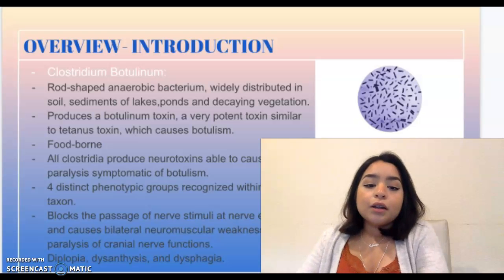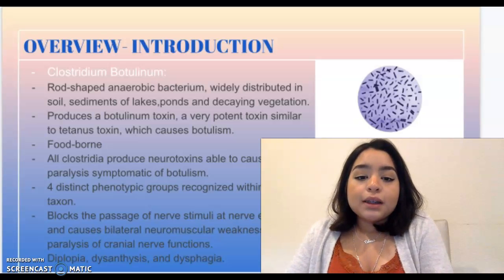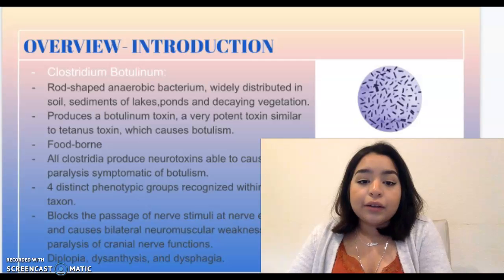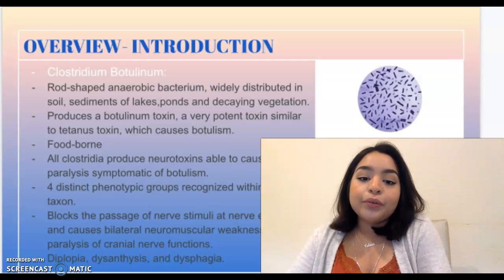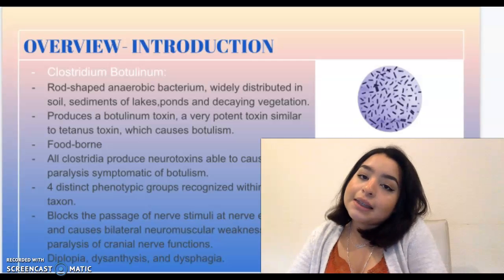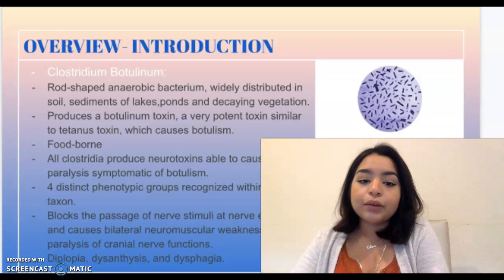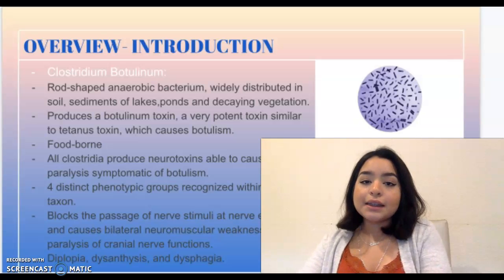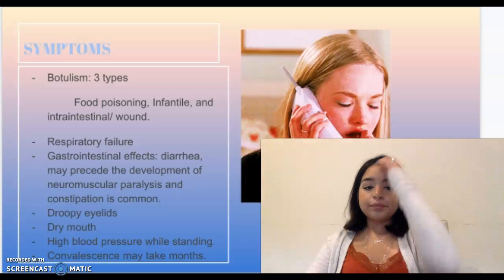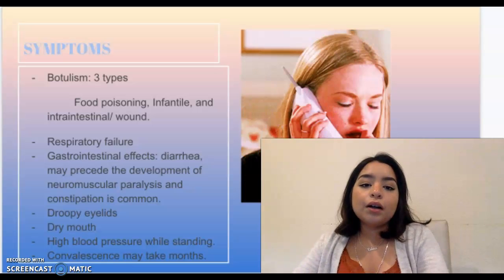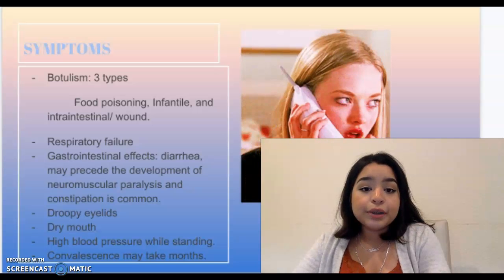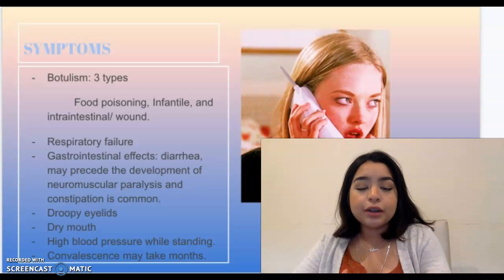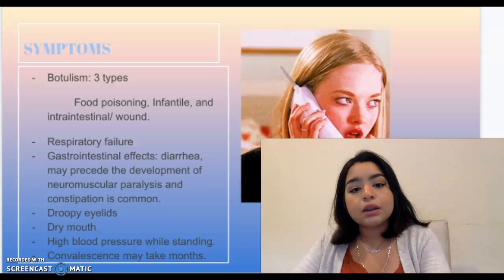Clostridium botulinum blocks the passage of nerve stimuli at nerve endings and causes bilateral neuromuscular weakness or paralysis of cranial nerve functions, including diplopia, dysphonia, and dysphagia. There are three types of botulism as expressed: food poisoning, infantile, and intraintestinal or wound botulism.